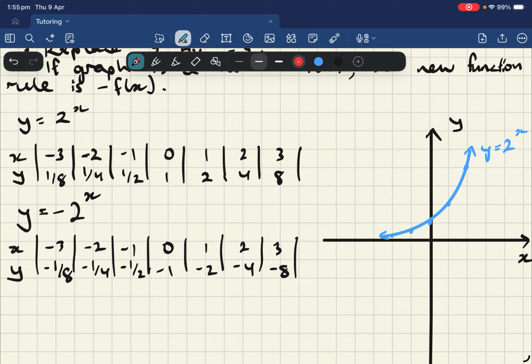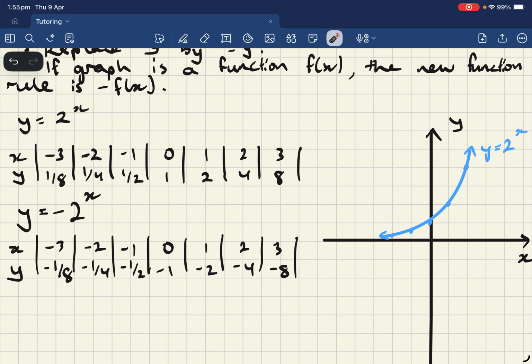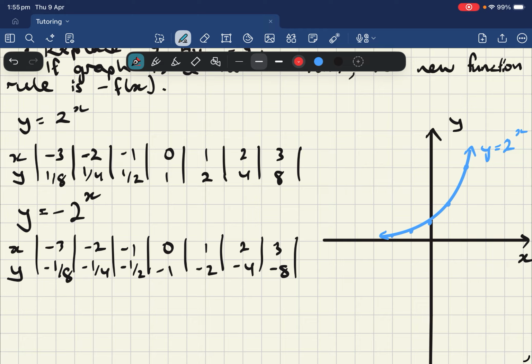Now, once I start plotting it in, you'll notice that this time the numbers are exactly the same, just the sign is different. So the output, the y that comes out, is that same distance from the x-axis, but there is just an opposite sign. So we're going to be lying in this negative part of our Cartesian plane where y is negative.